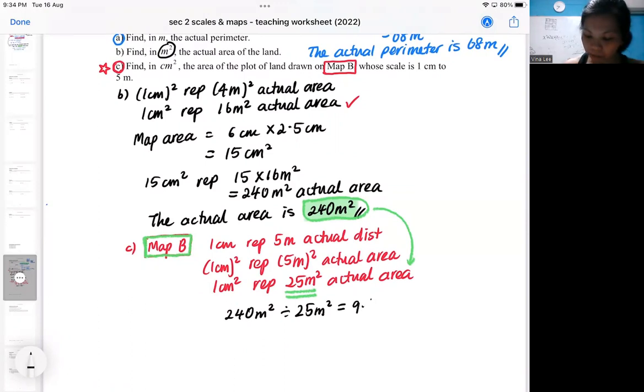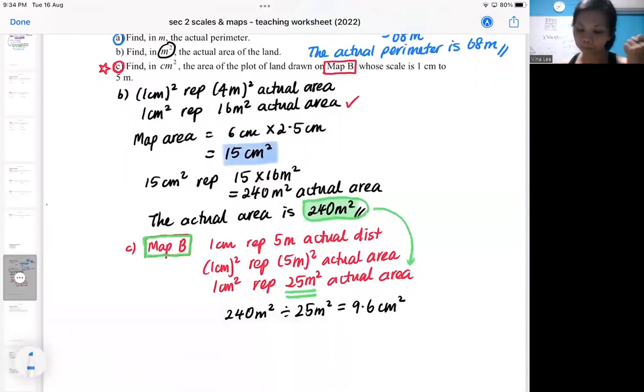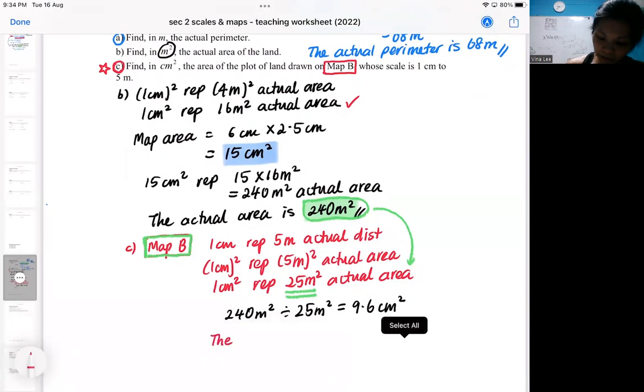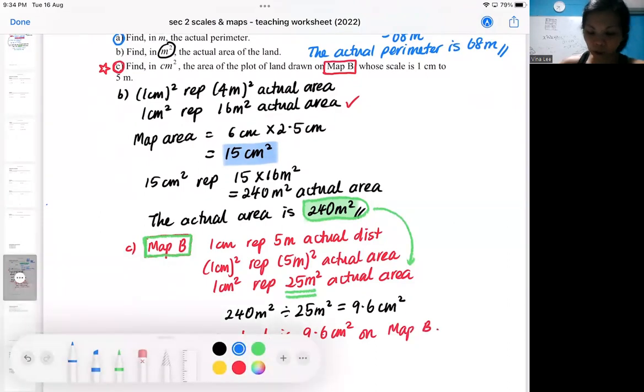you will get 9.6. So just now it was actually 15 centimeter square. Now the same area, when I put it on the other map, actually looks smaller. So right now, this piece of land is 9.6 centimeter square on map B. Just now it was 15 centimeter square on map A.